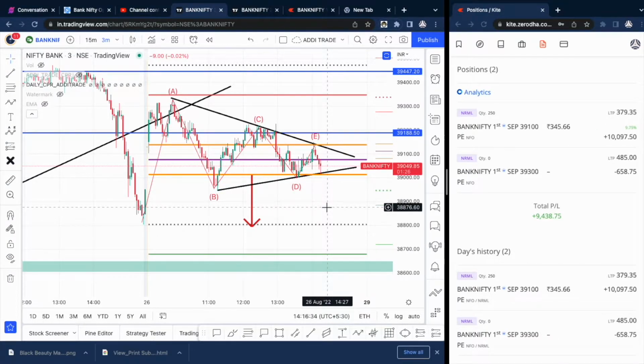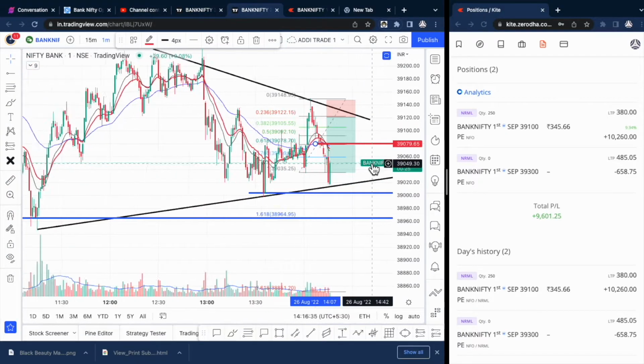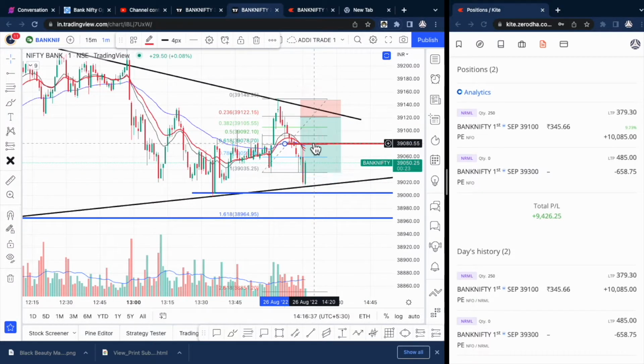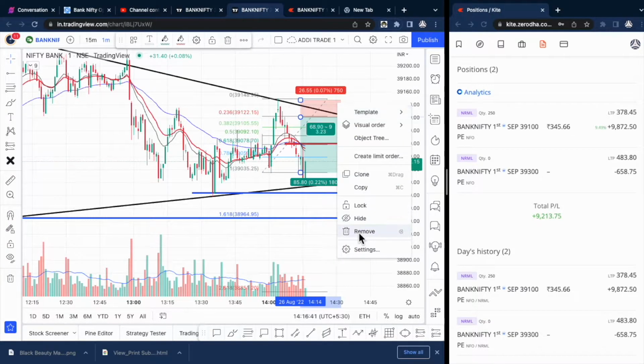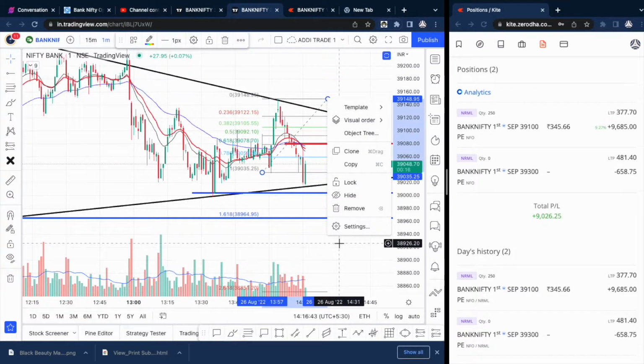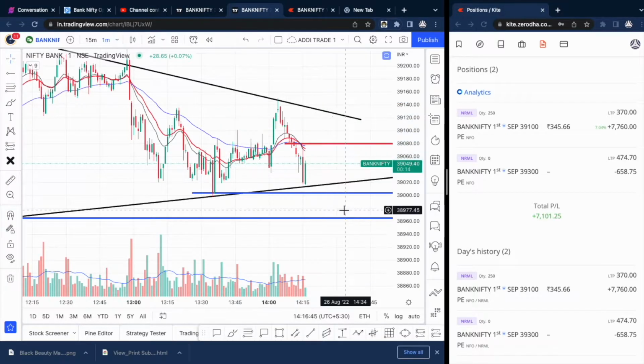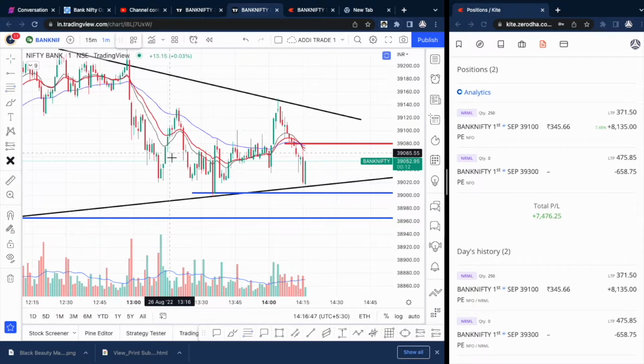See, we perfectly took support of the black trend line from the bottom and we are bouncing. This is the 1 minute chart. I toggle between the 1 minute chart and 3 minute and 15 minute, sometimes 5 minute. 1 minute actually gives us pretty refined entries.